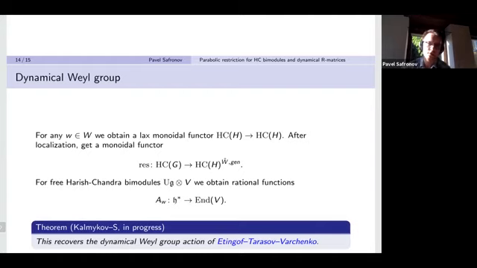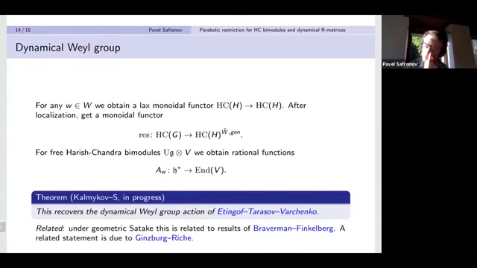Now, if you think of what this means for a free Harish-Chandra bimodule, well, this is going to give you some operators for any element of the Weyl group, some endomorphisms of the representation, which are again parameterized by an element of the Cartan. So it's the dynamical parameter. And the theorem we're working on right now is that in this way you get the so-called dynamical Weyl group action, which was introduced by Etingof, Tarasov, and Varchenko.